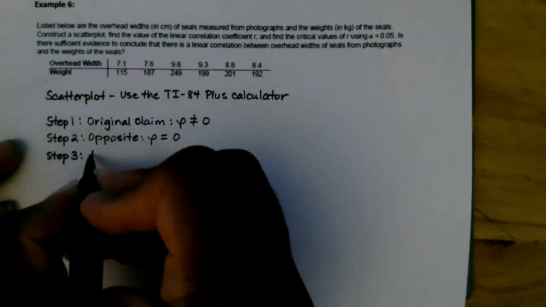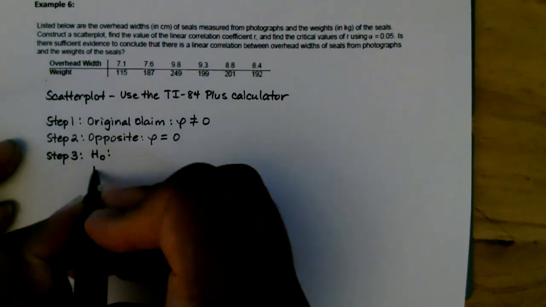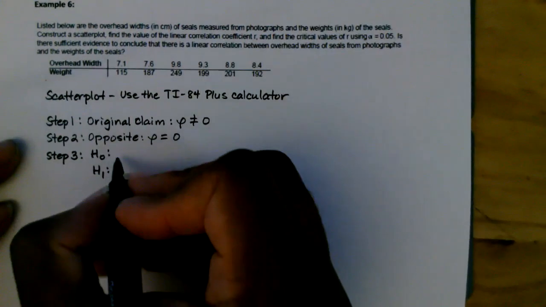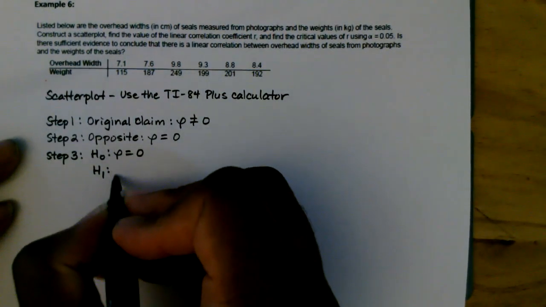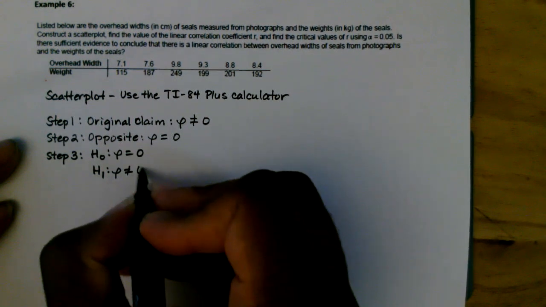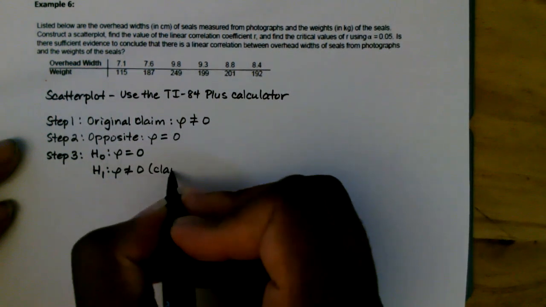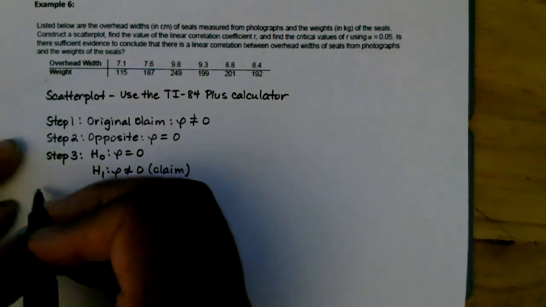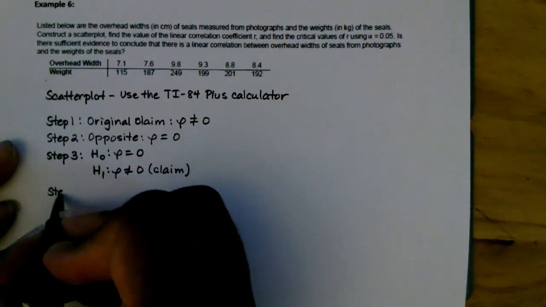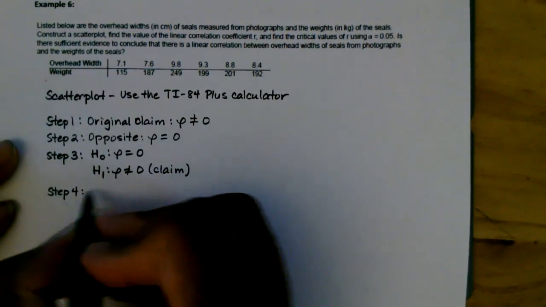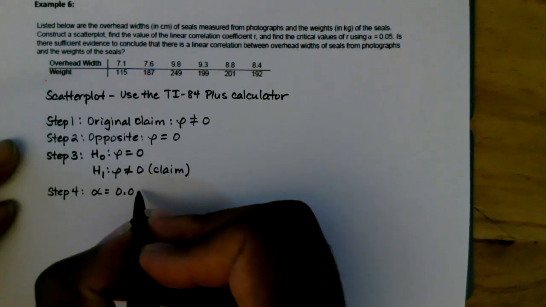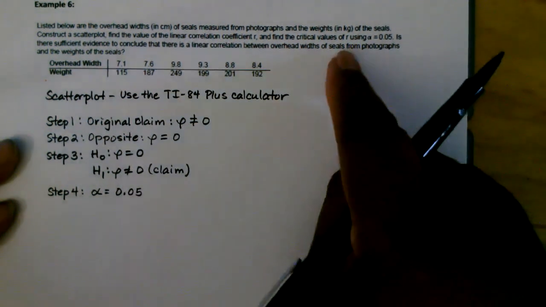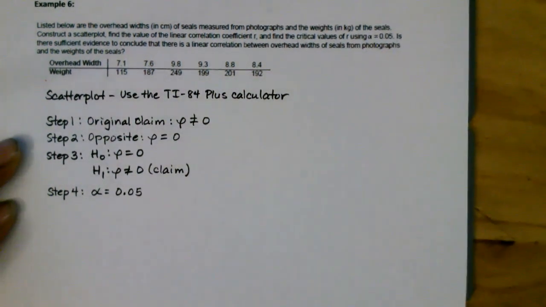And then step number 3 would be the null and the alternative hypothesis. The null always has the equal to sign in it, so it'll be rho is equal to 0. The alternative has not equal to, so rho is not equal to 0, and it is also the claim. And then step number 4, alpha level is 0.05, because it says use a 0.05 level of significance that's given to us.